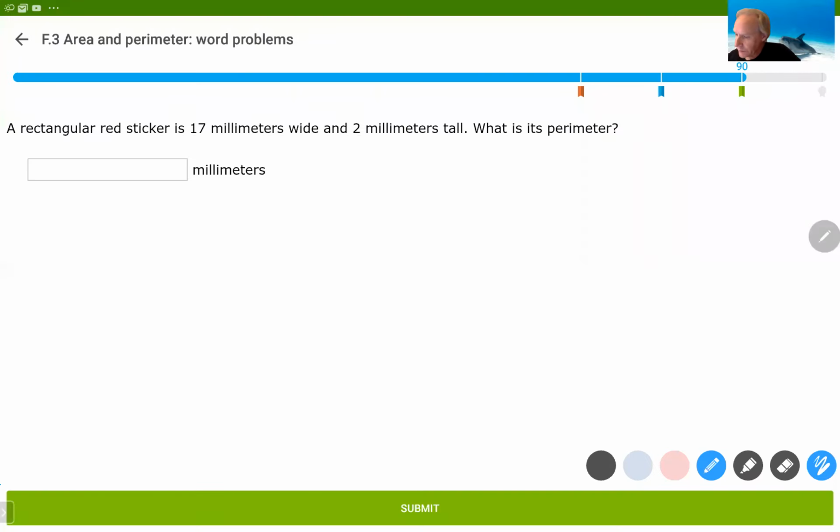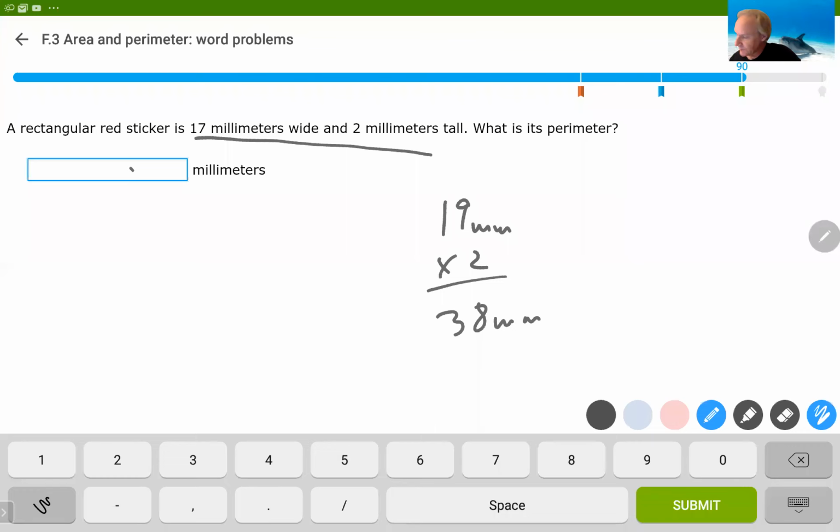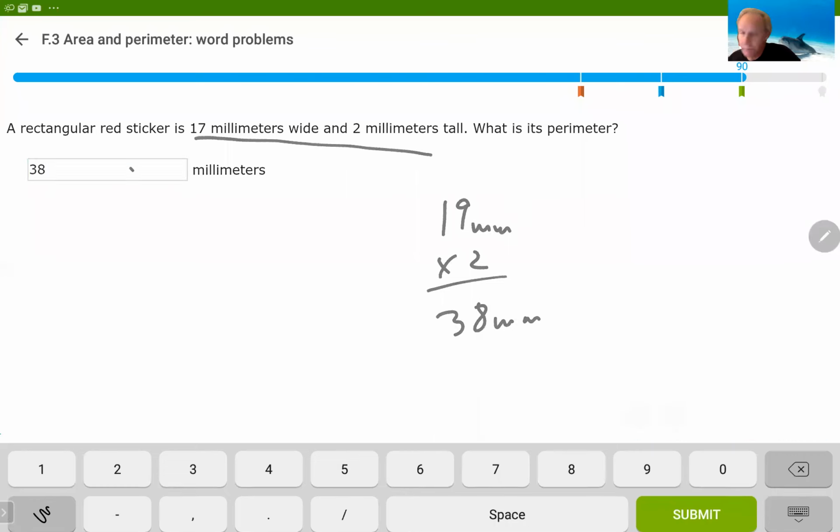All right, what is its perimeter? That is 19 millimeters for the sum, and we have to double it, so we're looking at 38 millimeters. Remember, this is not squared. This is just a perimeter.